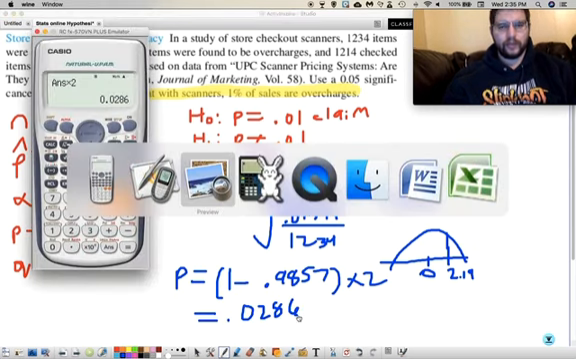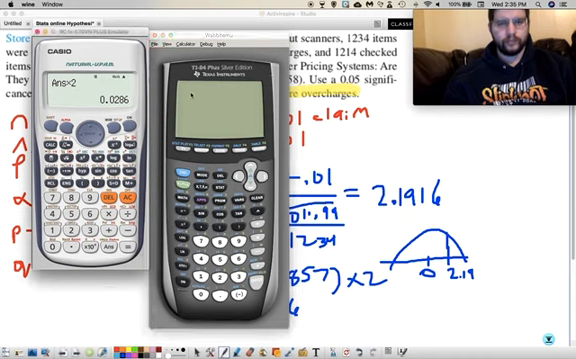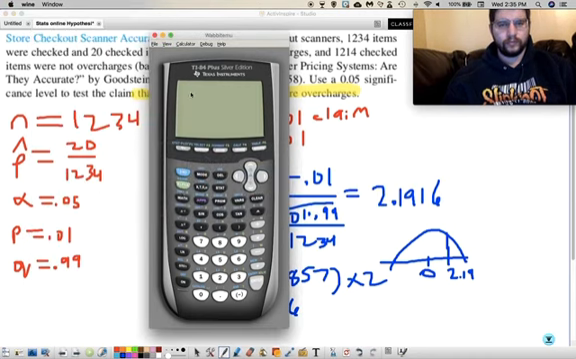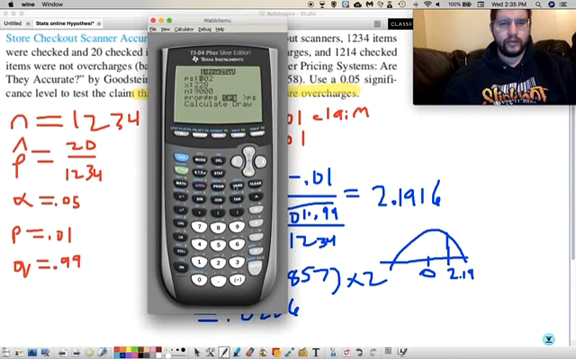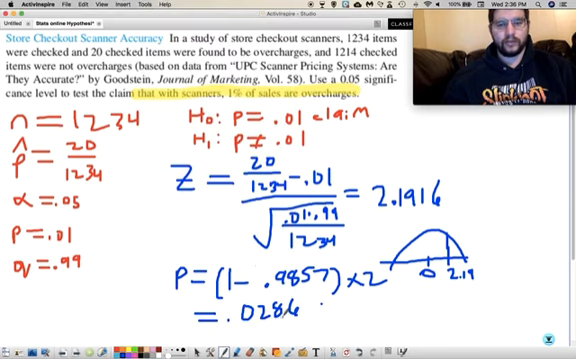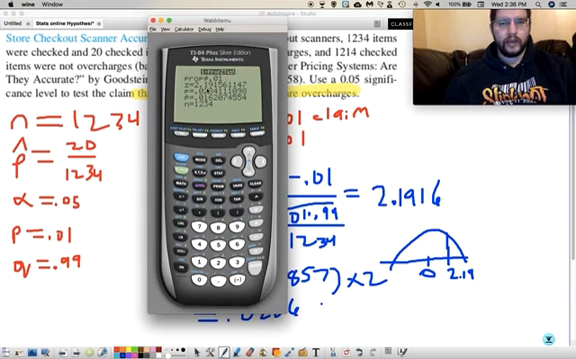So actually for my p-value, I'm going to use the pi. 0.01 for p. X is 20. 1,234 for n. Two-tail this time. And we get p is 0.0284. Versus 0.0286, so very, very close. Test statistic, same thing.